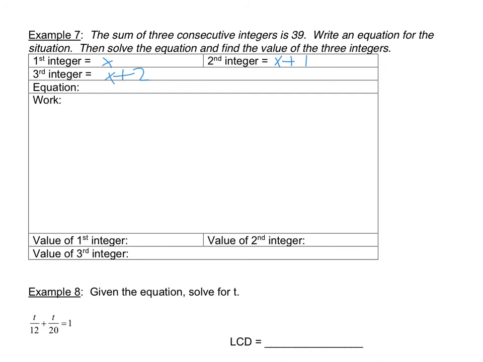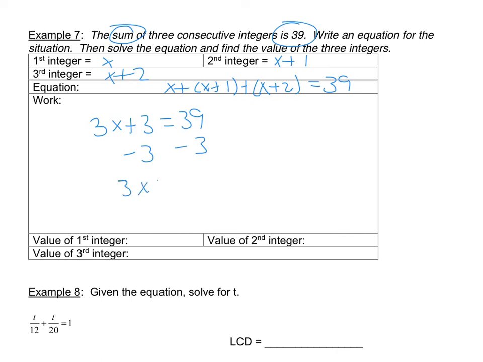So now the equation is going to be x plus x plus 1 plus x plus 2. Why am I adding them? Because it says sum is 39, means equals 39. So we have 3x plus 3 equals 39. Subtract 3. 3x equals 36. Divide by 3. x equals 12. So you have 12, 13, 14. Okay? Let's look at the next one.